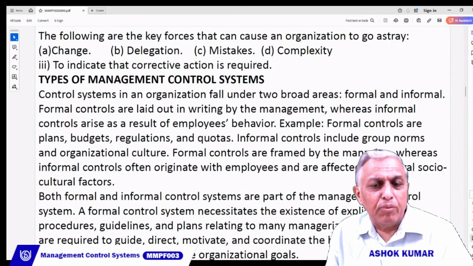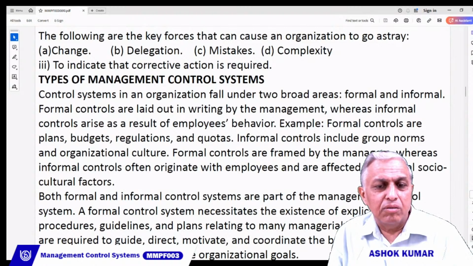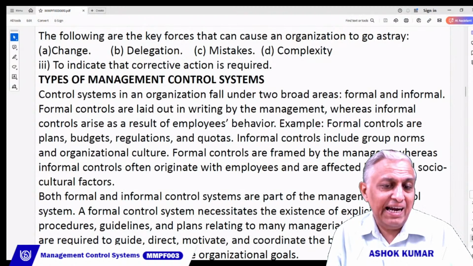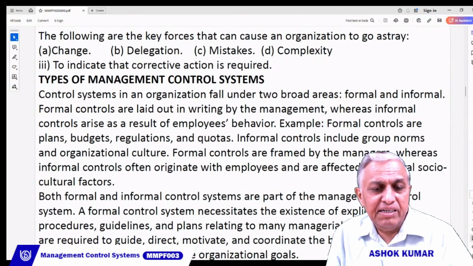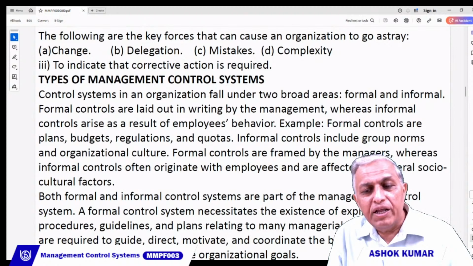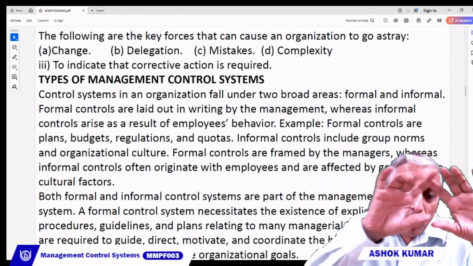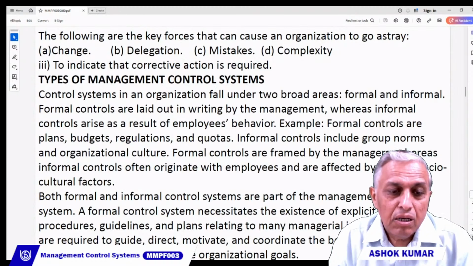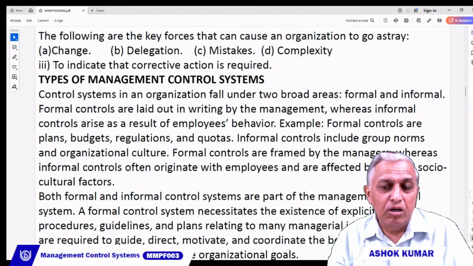Friends, both formal and informal control systems are part of the management control system. A formal control system necessitates the existence of explicit rules, procedures, guidelines, and plans relating to many managerial issues. Such things are required to guide, direct, motivate, and coordinate the behavior of managers and other employees to achieve organizational goals. So these are broad guidelines, a broad framework which the formal control system provides to achieve the organizational goals.